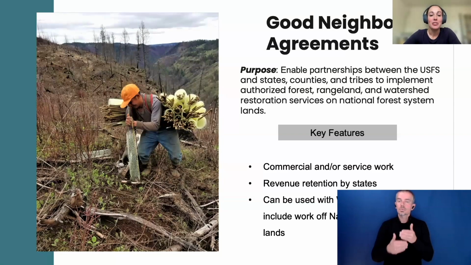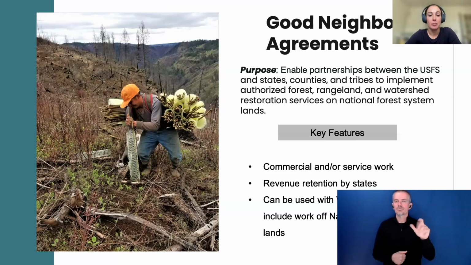Good neighbor agreements have similar restoration-focused objectives as stewardship agreements, but they are used exclusively for partnerships between the Forest Service and states, counties, and tribes. Potential activities could include activities to treat insect and disease-infected trees, activities to reduce hazardous fuels, surveys to support the National Environmental Policy Act, and any other activities to restore or improve forest, rangeland, and watershed health, including fish and wildlife habitat. Some key features of these agreements include the ability to include both commercial work, like restoration-focused timber sales, and non-commercial restoration projects like culvert replacement or hazardous fuels mitigation.